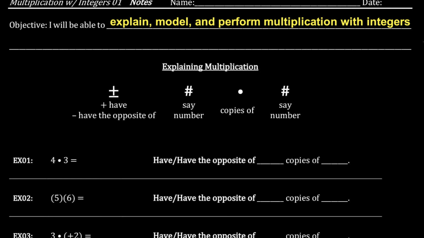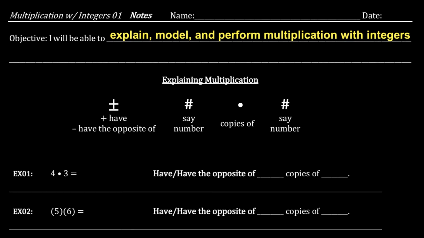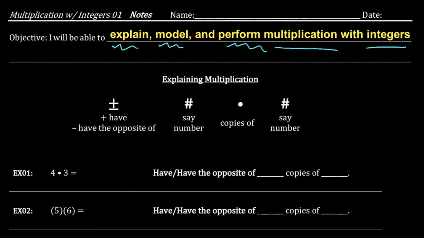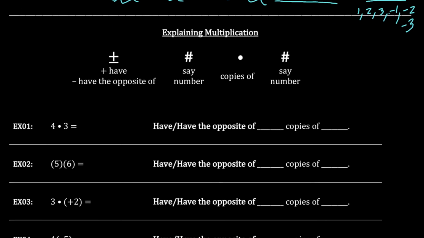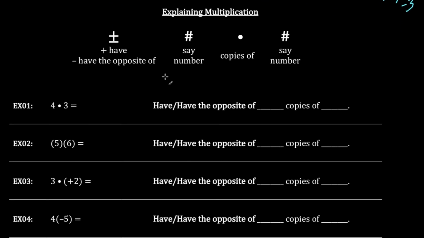So in this lesson, we are going to explain, model, and perform multiplication with integers. So we're going to be multiplying with numbers such as 1, 2, 3, and like -1, -2, and -3, and so on and so forth. Now we're going to use this way of thinking about multiplication.